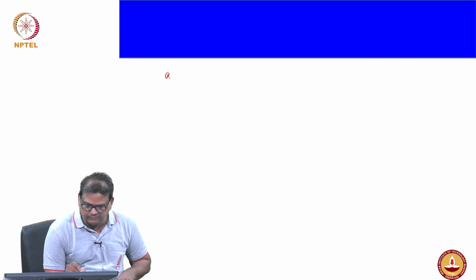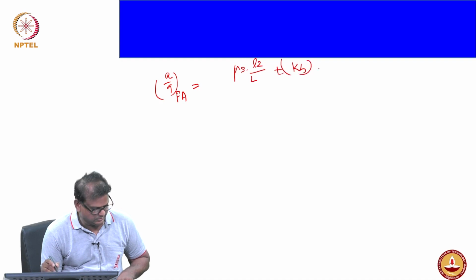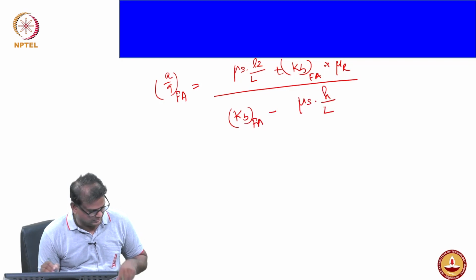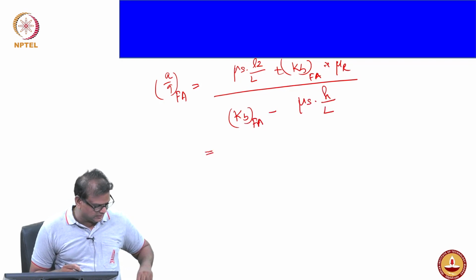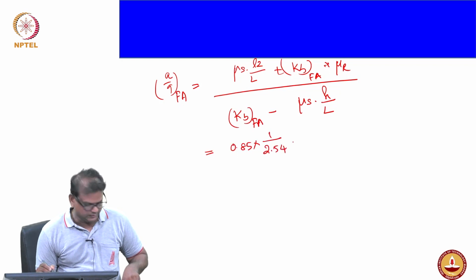So your a by g for the front axle, mu s, remember this equation: L2 KB front axle into mu r, KB front axle, minus mu s h by L. If you substitute, tell me what value you are getting. 0.85, 2.54, plus 0.62, with KB front axle, right?